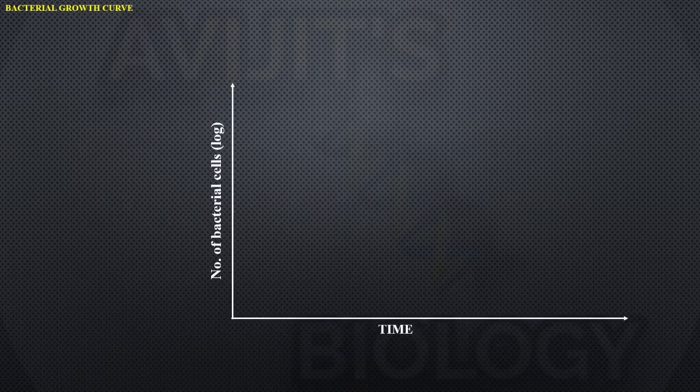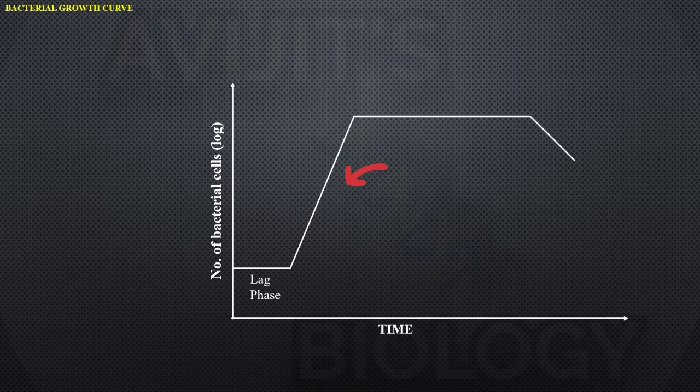So if we take the log of the number of bacterial cells on the y-axis and the time on the x-axis, then we will find a curve like this, which is the bacterial growth curve, where this is the lag phase, this higher peak is the exponential or log phase, this straight line is the stationary phase, and this declined area is the death phase. So a complete bacterial growth curve will look like this.